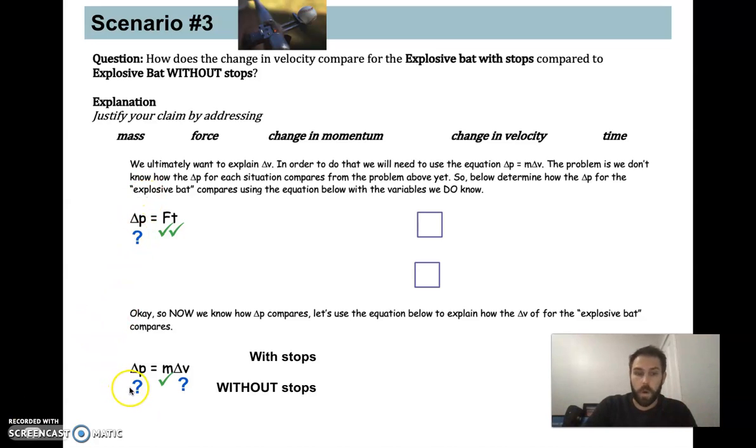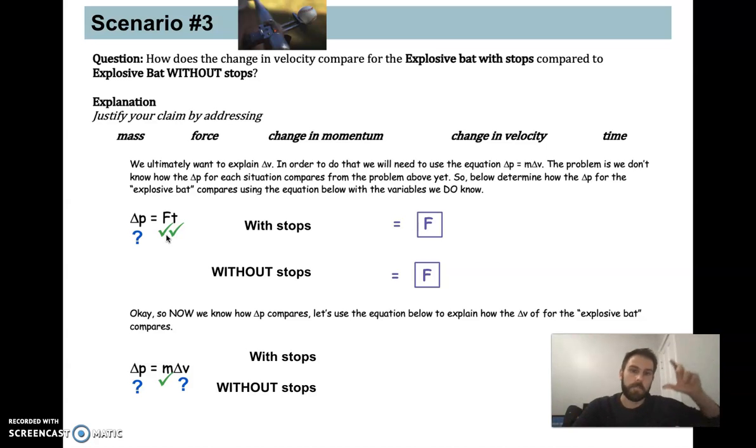And if we think about the warm up, I can't figure out my change in velocity as an always true statement if I don't know my change in momentum as well. So I'm going to put this on hold and try to figure out what my change in momentum is first using these two variables I know. So let's do that. So here I have with stops and without stops.